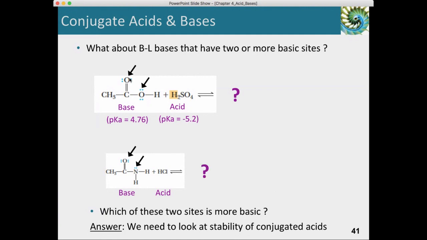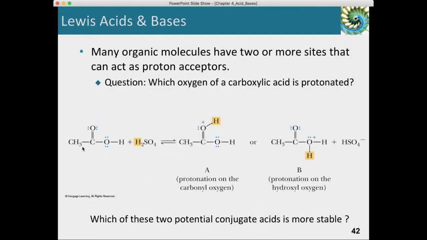So let's analyze here. Here is the molecule of acetic acid. Here is sulfuric acid. And these are the two potential conjugate acids. One will be the result of protonation at the carbonyl oxygen. This oxygen acts as a base, with one lone pair forming a new covalent bond. Now the oxygen will be positively charged. That's one possibility. The second option will be protonation at the hydroxylic oxygen, leading to this positively charged oxygen over here.